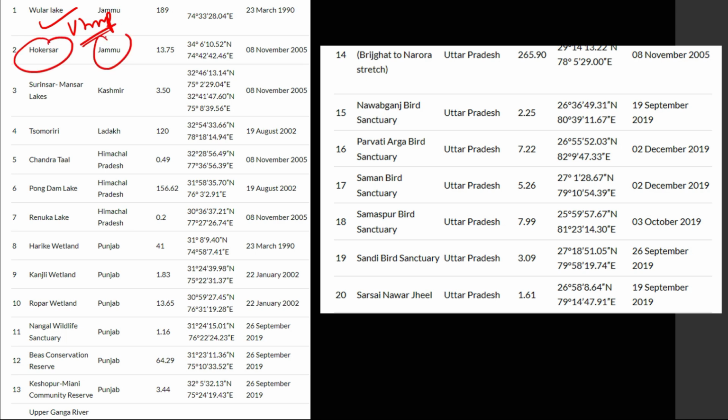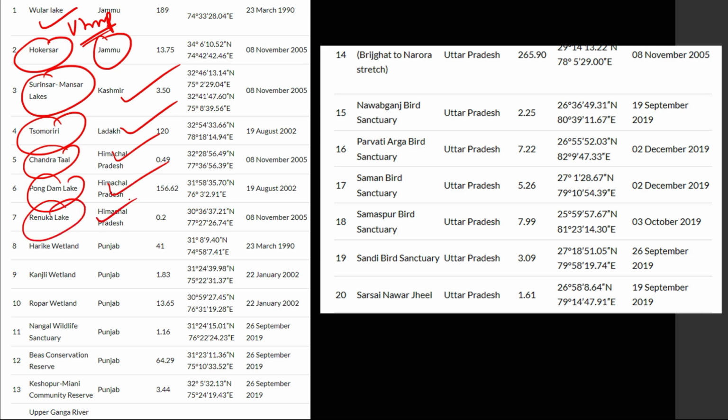Then Hokersar in Jammu Kashmir. Then Surinsar Mansar in Kashmir again. Tso Moriri Ladakh, Chandratal Himachal, Pong Dam Himachal, Renuka again Himachal. You can see Renuka was already asked, they can ask you Pong Dam, very very important. Chandratal is also very important.